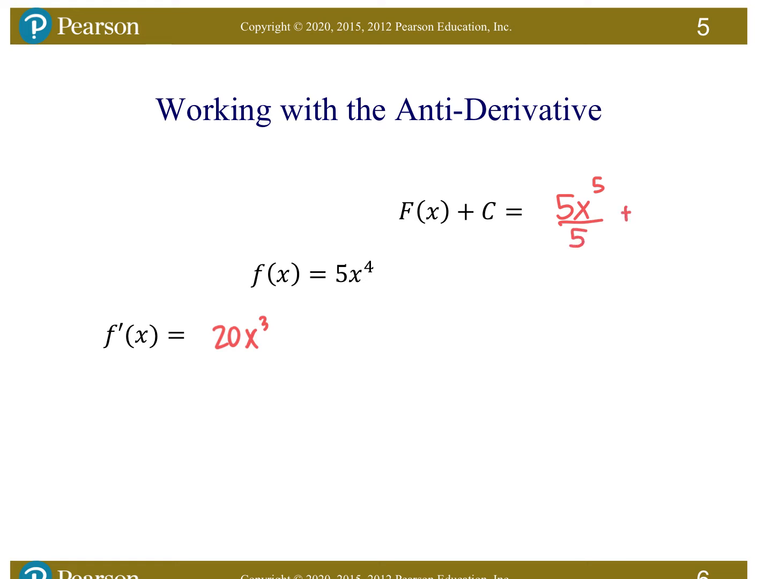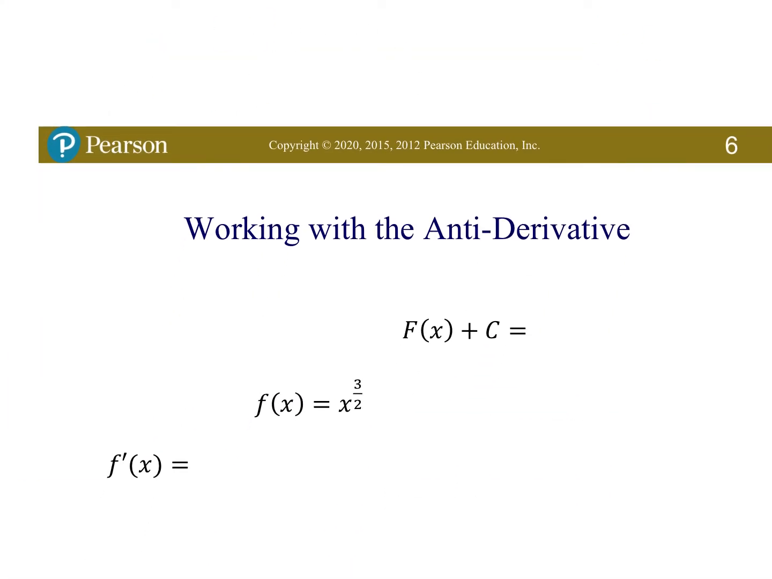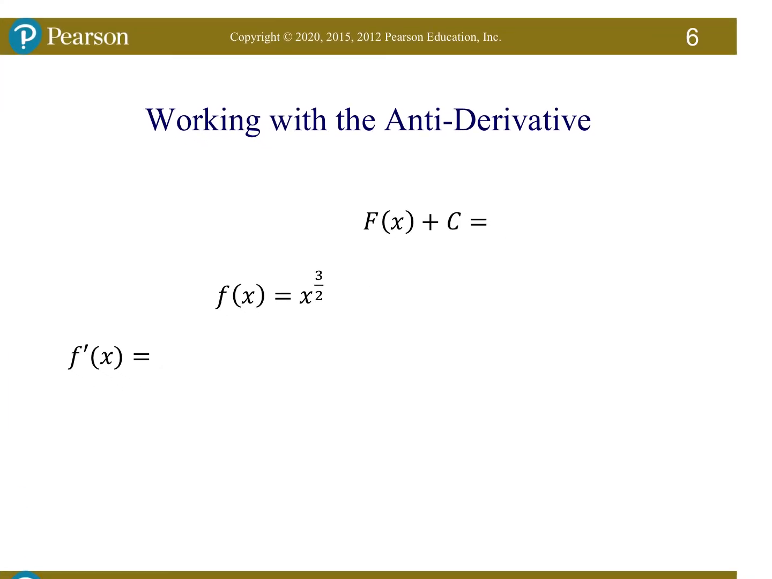And what happens to 5x to the 5th divided by 5? Just becomes x to the 5th. Exactly. And so the antiderivative is simply x to the 5th. And that's your final answer. See, these aren't so bad once you know how to do them. Okay, all right, Sydney, you try the next one.